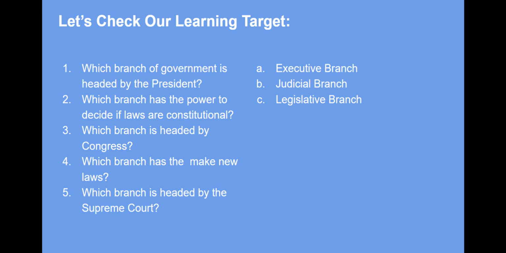Number 4, which branch has the power to make new laws? The correct answer is C, the legislative branch. Number 5, which branch is headed by the Supreme Court? The correct answer is B, the judicial branch.